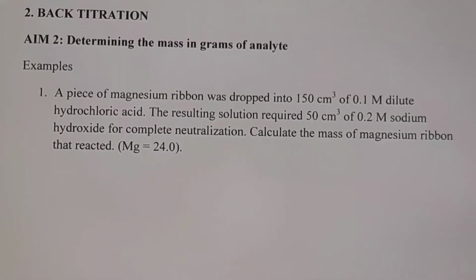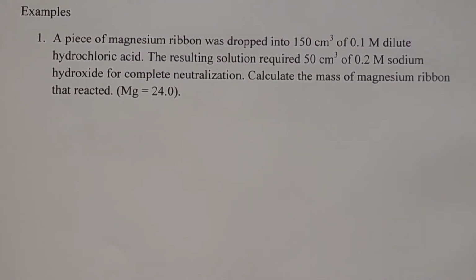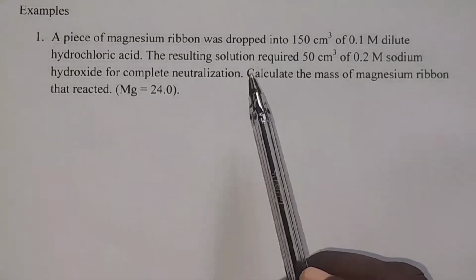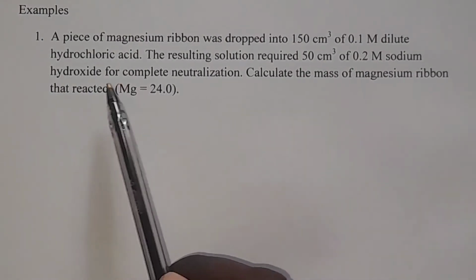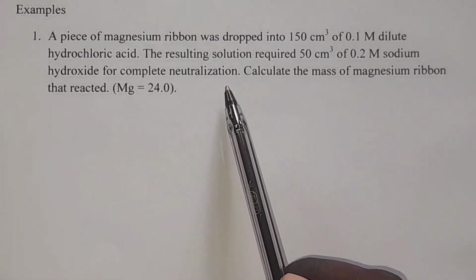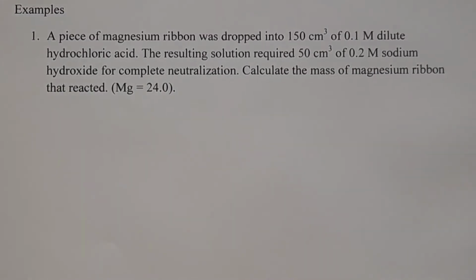Number 1. We are told a piece of magnesium ribbon was dropped into 150 cm³ of 0.1 molar dilute hydrochloric acid. The resulting solution required 50 cm³ of 0.2 molar sodium hydroxide for complete neutralization. Calculate the mass of magnesium ribbon that reacted.